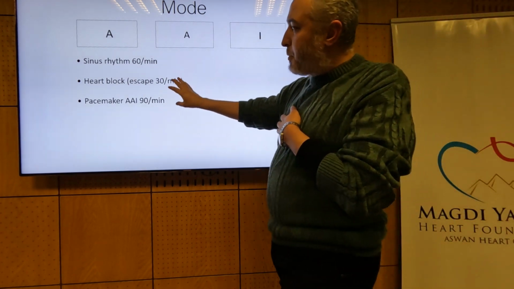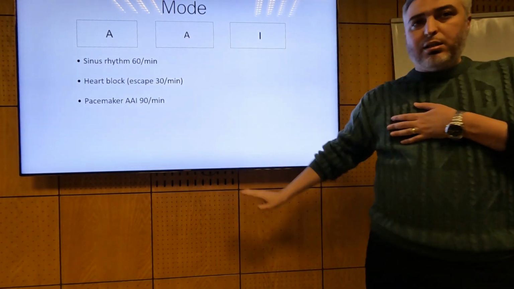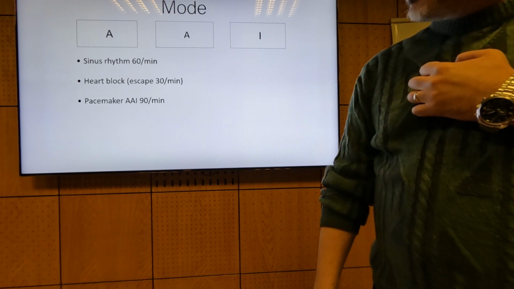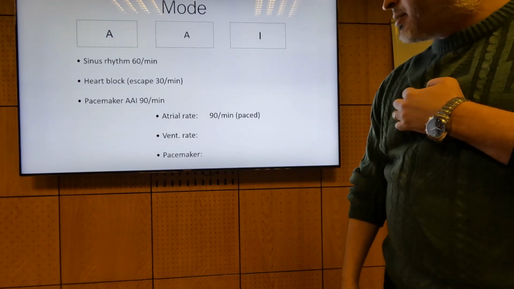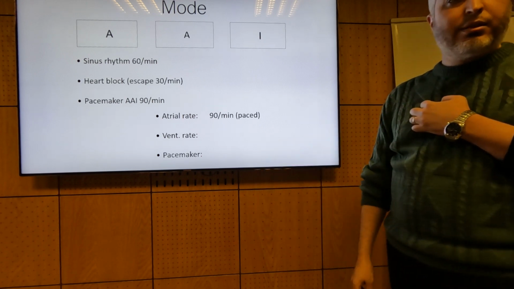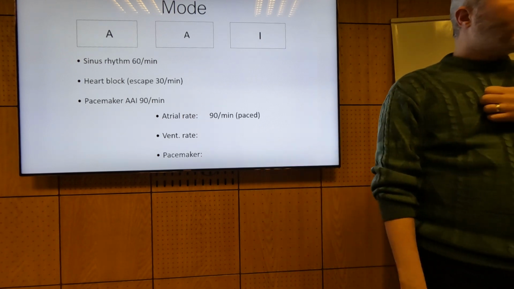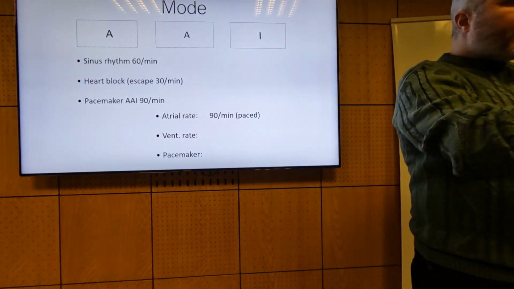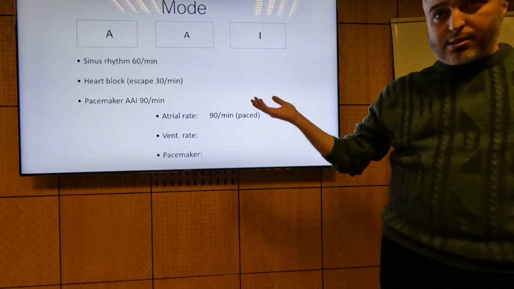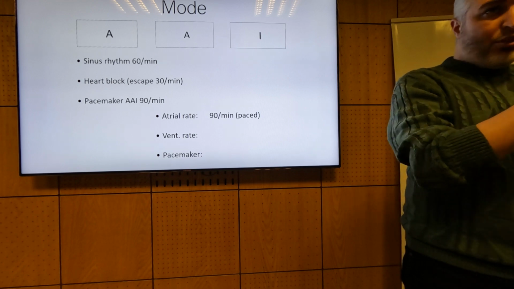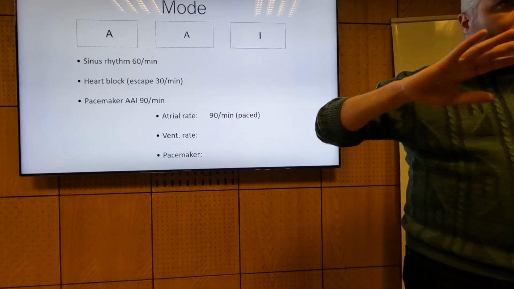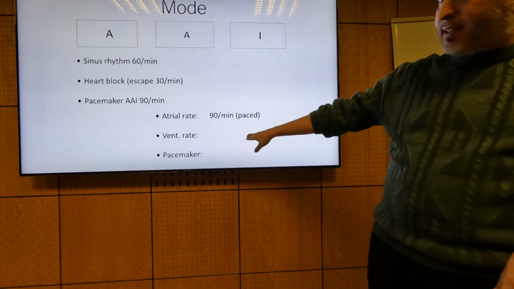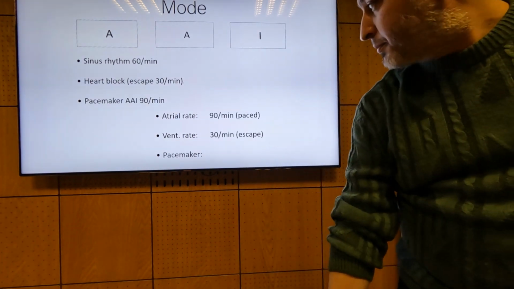And now we connect this patient with a pacemaker with a mode of AAI at a rate of 90. So what's the atrial rate? 90, which is paced. Okay. What's the ventricular rate? 30. He has heart block. So whatever is happening in the atrium is not able to be conducted to the ventricle because in addition to the AV node bundle of His, there is fibrofatty insulation. So what's the ventricular rate? This escape rate, the 30.